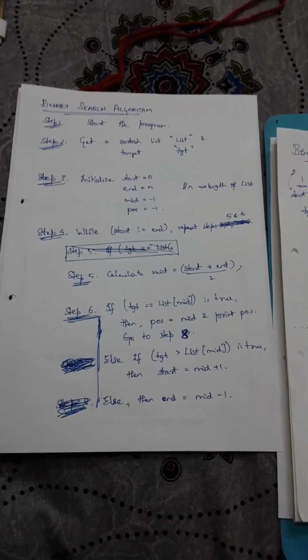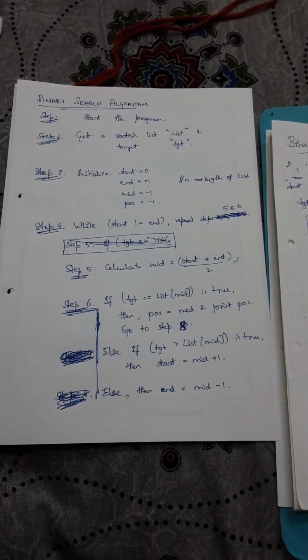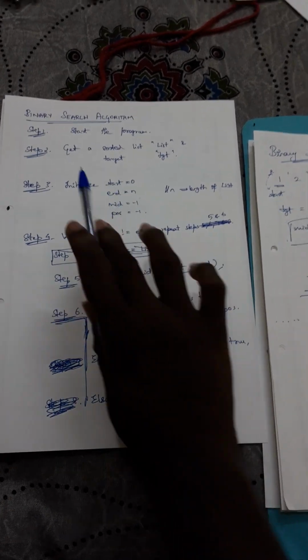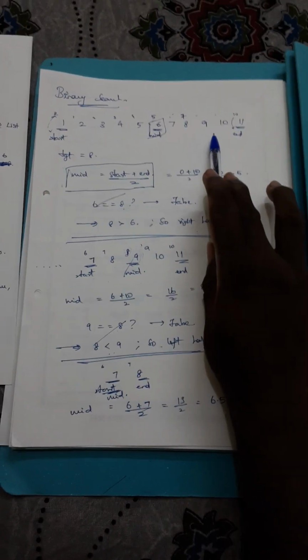So we just discussed the algorithm right here. Let me just go through the example one last time with the algorithm. We have to start the program and get the list and the target. I've gotten my list right here and I've set my target as 8.